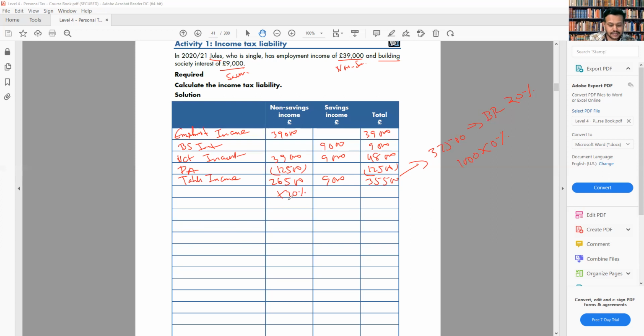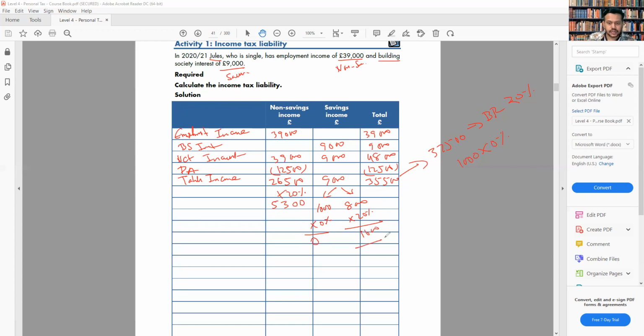So 26,500 times 20%, that will be 5,300. And for the savings, we have a separate calculation. For the savings, because the first 1,000 will be tax-free, you need to divide this 9,000 into two sections: the 1,000 and the 8,000. This 1,000 is zero rated, no tax, and the 8,000 is 20% because it's a basic rate taxpayer. So it will be 0, and 8,000 at 20% will be 1,600.